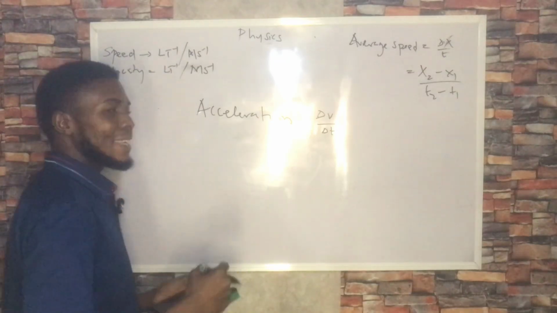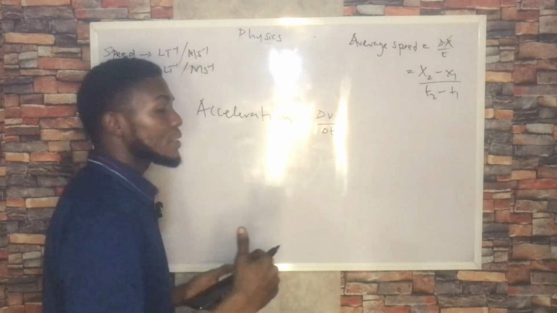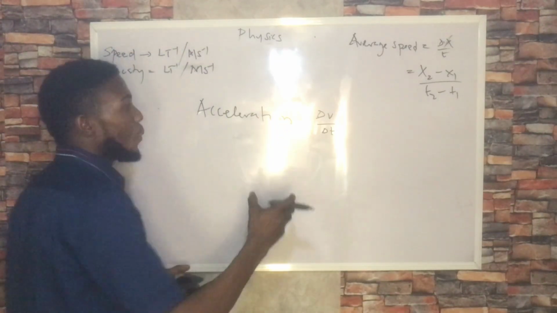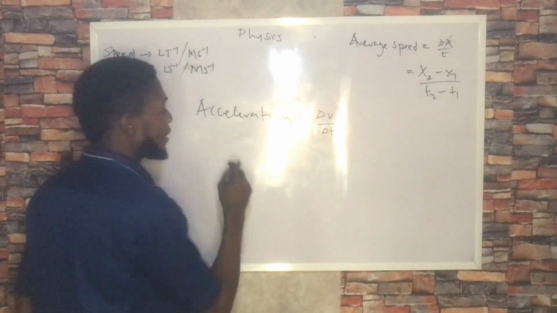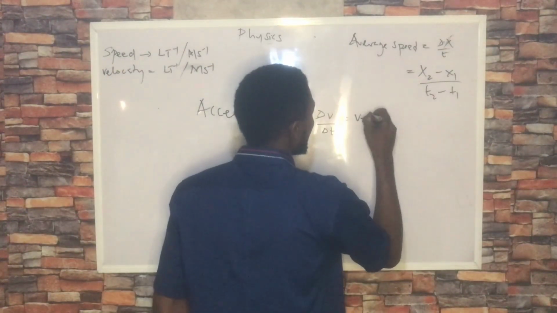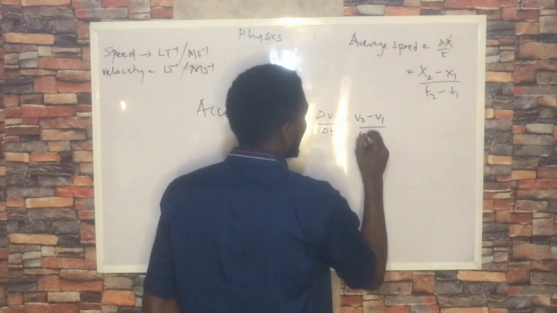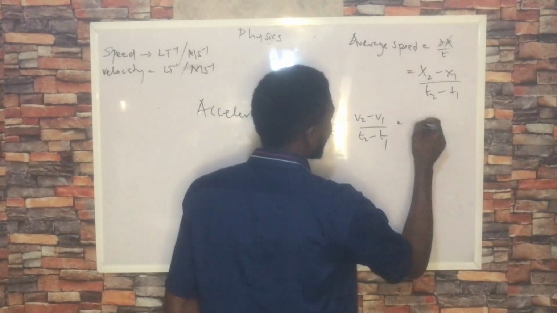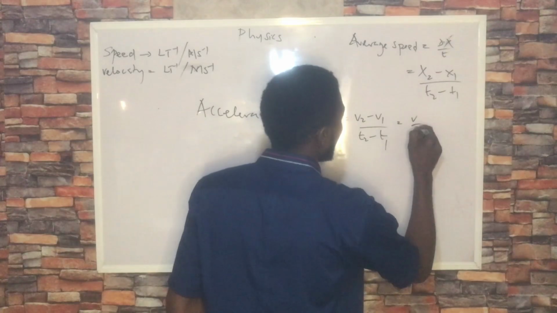When velocity is increasing, we call it acceleration. When it is decreasing, we call it deceleration or retardation. Again, the change in velocity gives us v2 minus v1 over t2 minus t1, and it's still the same thing as velocity over time.